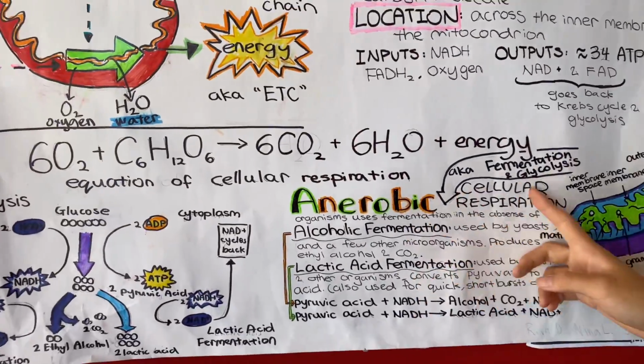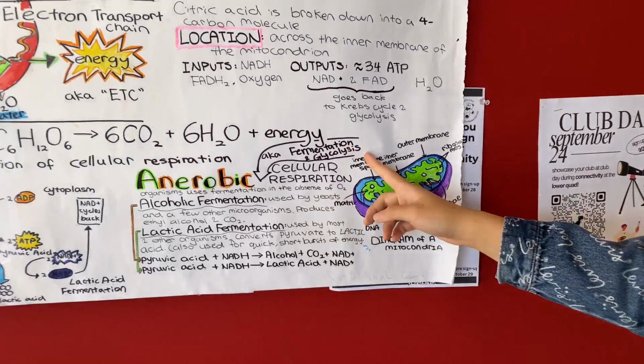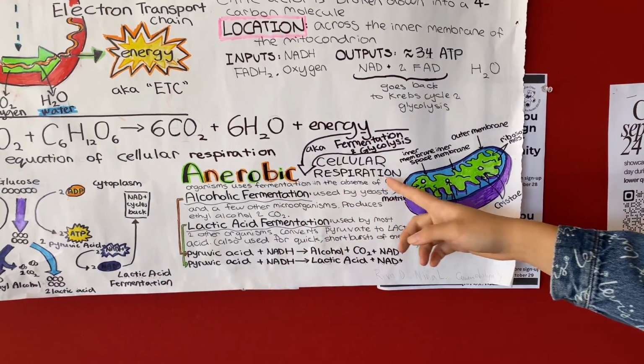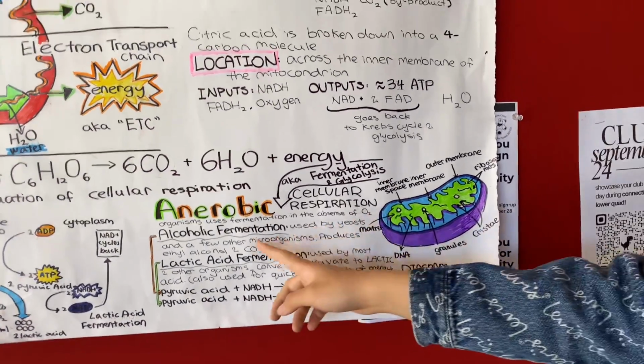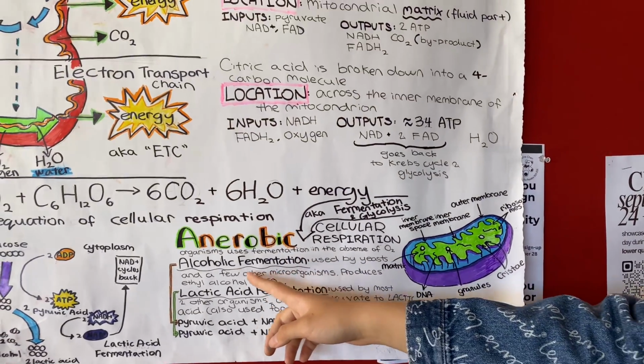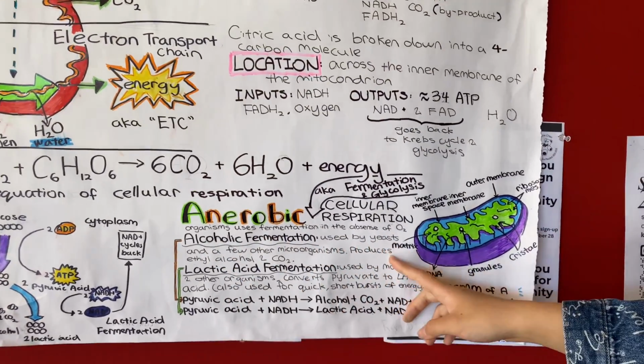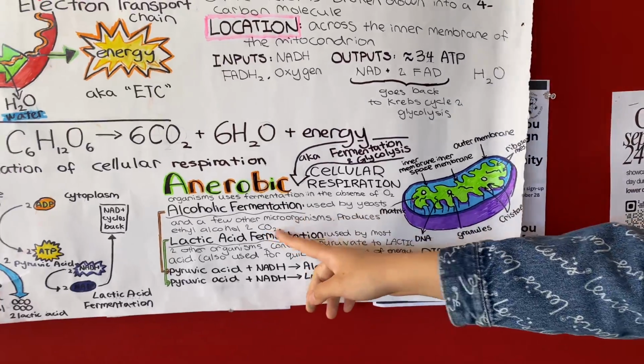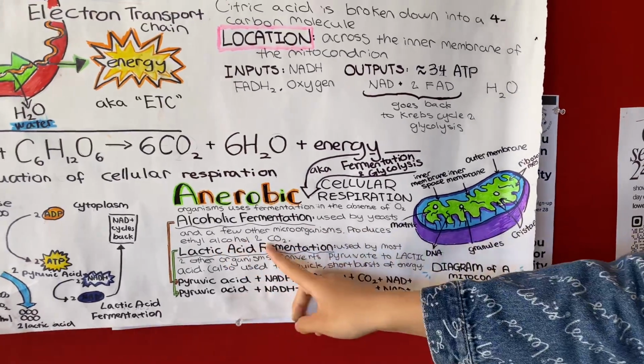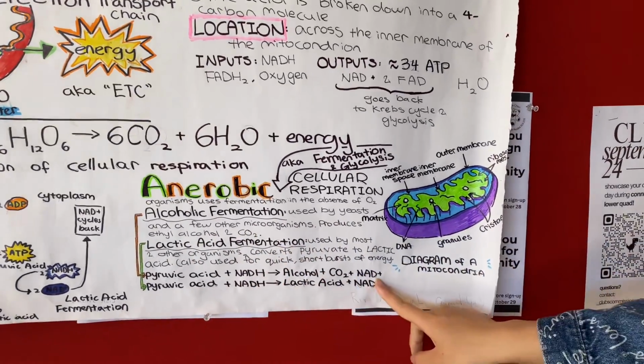In anaerobic cellular respiration, also known as fermentation and glycolysis, organisms use fermentation in the absence of oxygen. There are 2 types of anaerobic cellular respiration, and the first one is alcoholic fermentation, where it's used by yeast and a few other microorganisms and produces alcohol and carbon dioxide. Here is the equation for that.